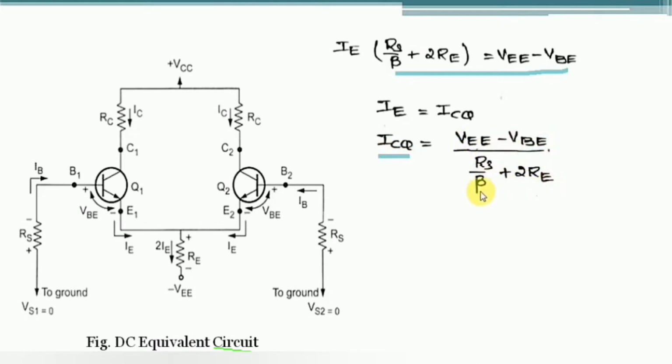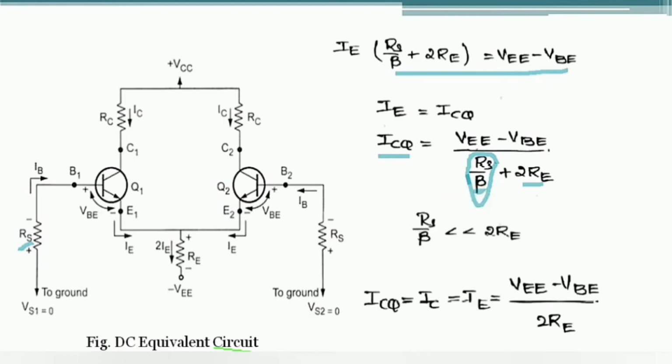Since we know that the value of beta is very high, 1 by beta value will be very low. So from this we can say that the Rs by beta value is very less compared to 2Re. So in practice or in general, if the Rs value is not mentioned in the circuit, then we can neglect this term and we can obtain the value of output current operating point as VE minus VBE by 2Re.